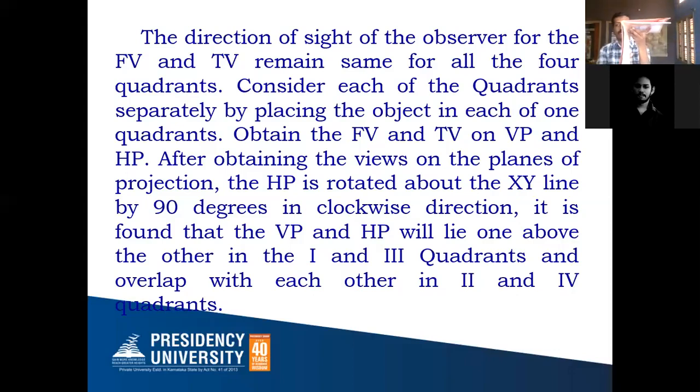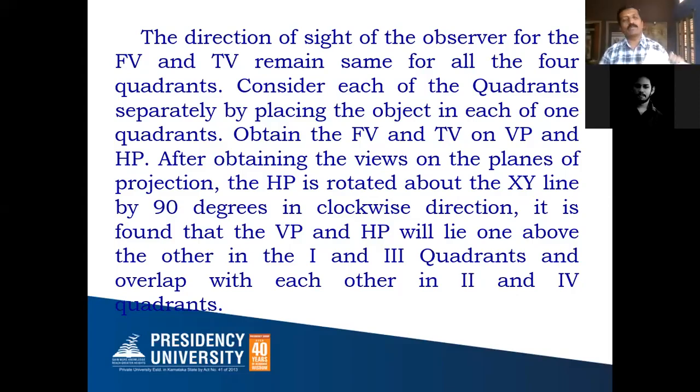Now coming to the third quadrant. So this is my third quadrant. The object is placed here below HP, behind VP. The observer is standing near the first quadrant only. And we assume that it is transparent. That's why I am able to see the top view here and front view here. So here also, to draw the front view and top view in the same two-dimensional plane, I need to rotate the horizontal plane by fixing the vertical plane. So I'm rotating the horizontal plane by 90 degree in clockwise direction like this. I'll rotate it. So this is the intersection line, XY line. This is HP and this is VP. Here you are going to get the top view and here you are going to get the front view.